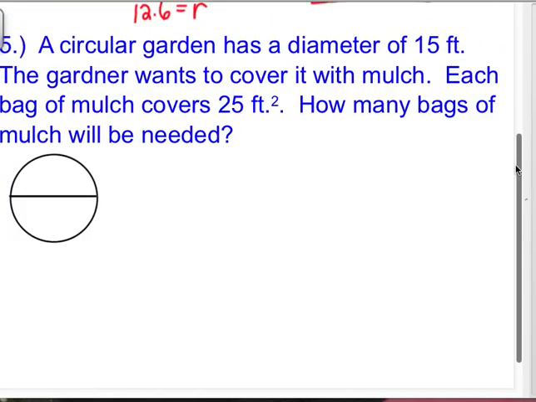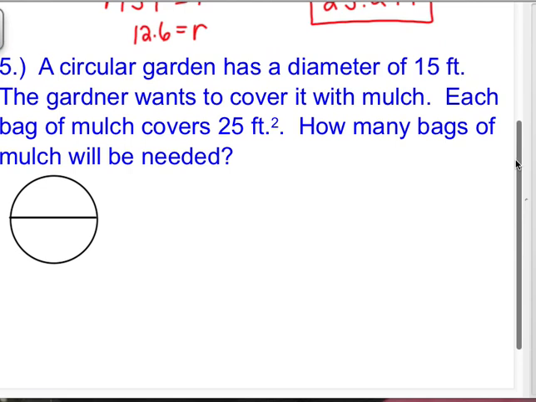Let's do this one. And this is the last one. A circular garden has a diameter of 15 feet. Well, let me tell you what. I drew that circle there. So if ever you're given a word problem and you think it would help to draw the shape, I would encourage you to do that. So I drew that circle, and if it has a diameter of 15 feet, I'm going to put a 15 feet there. Good idea. The gardener wants to cover it with mulch.